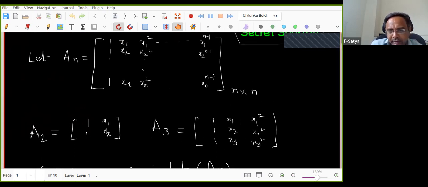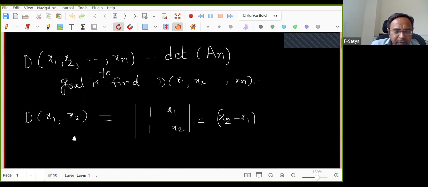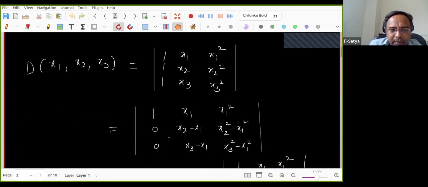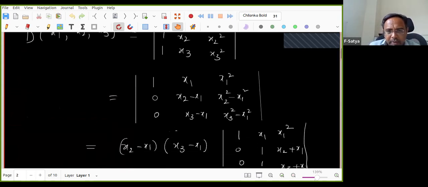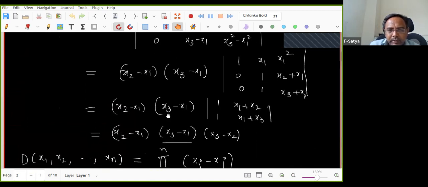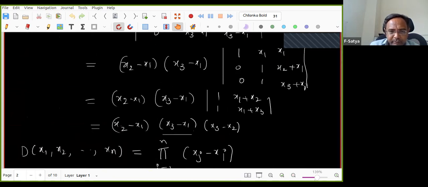A3 is 1 x1 x1 square, 1 x2 x2 square, 1 x3 x3 square. We denote D of x1, x2, xn as the determinant of An. The goal is to find the determinant, right? Very simple. For n equal to 2, D of x1, x2 is equal to x2 minus x1, correct? Similarly for 3, it is not complicated, you can do row operations and then we finally get x2 minus x1 into x3 minus x1 into x3 minus x2, right?